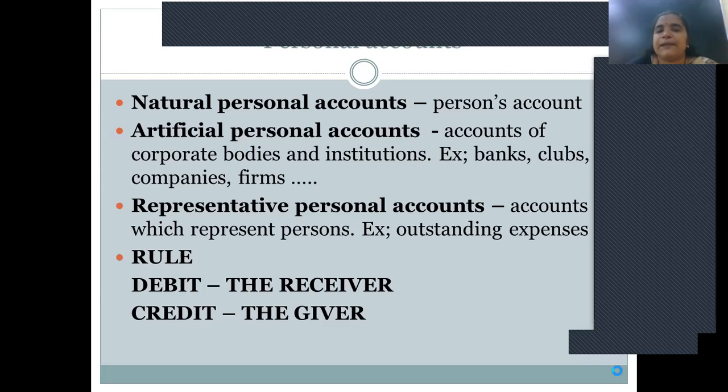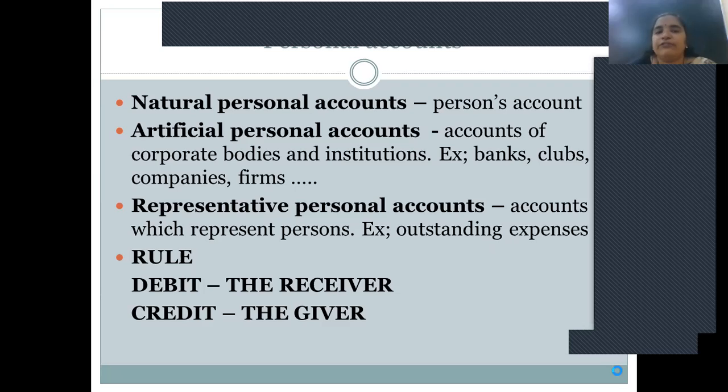Then the next one is the representative personal account. These are accounts of expenses or income which are outstanding or prepaid, or anything which is not received or yet to be received. Anything outstanding of last year or anything advanced for next year, all such accounts. So any expense or any nominal account which has a prefix of outstanding, prepaid or advance is termed a representative personal account.